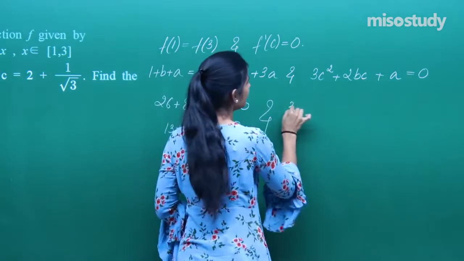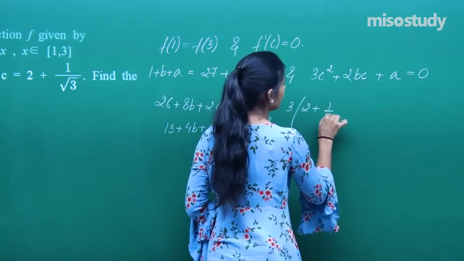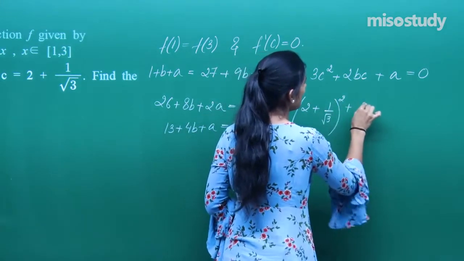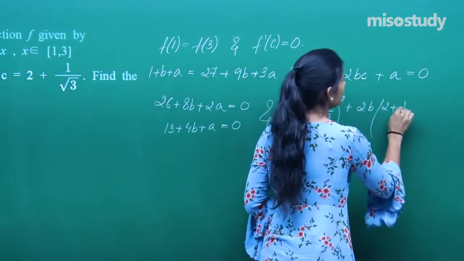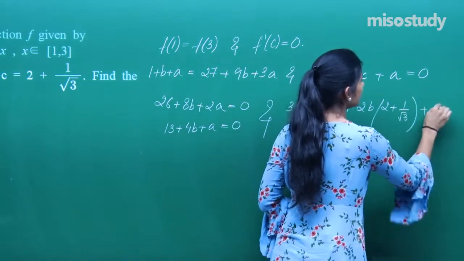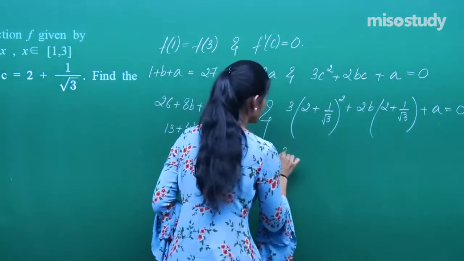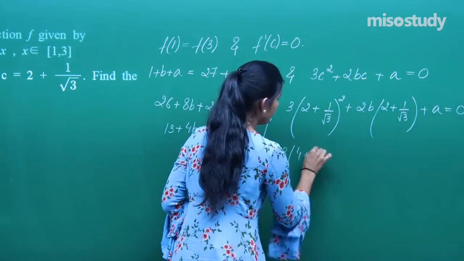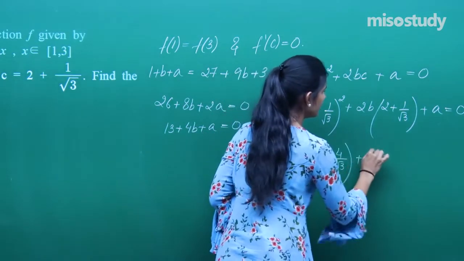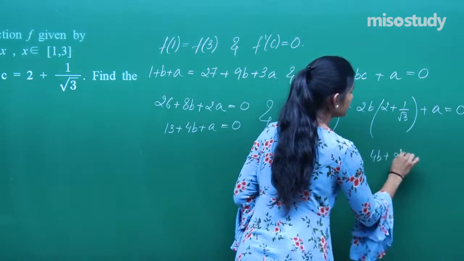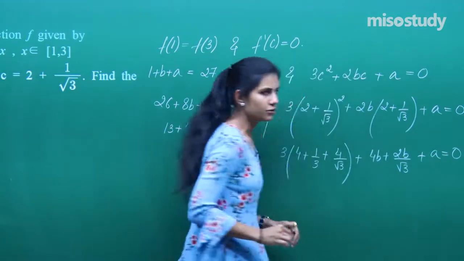And what is this? 3c square. c is already given to you. 3 into 2 plus 1 by root 3 whole square plus 2b into 2 plus 1 by root 3 plus a. Let's resolve this. You get 3 multiplied by 4 plus 1 by 3 plus 4 by root 3, plus 4b plus 2b by root 3 plus a equals 0.